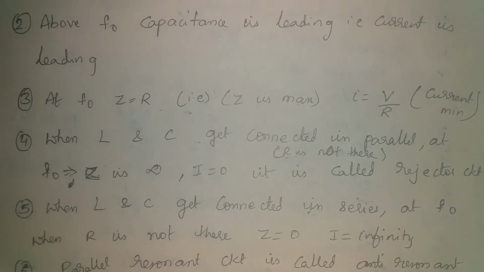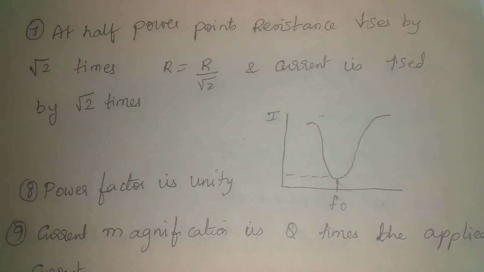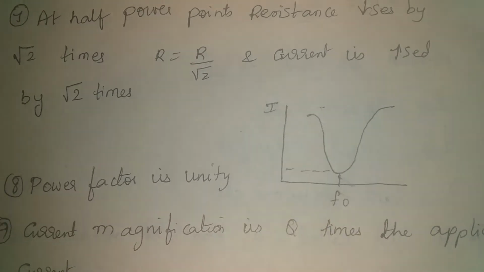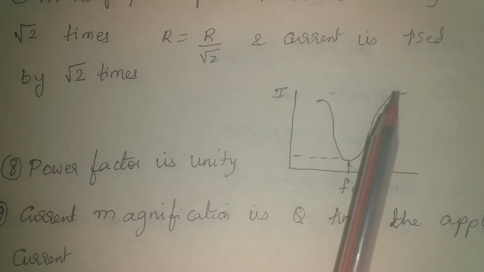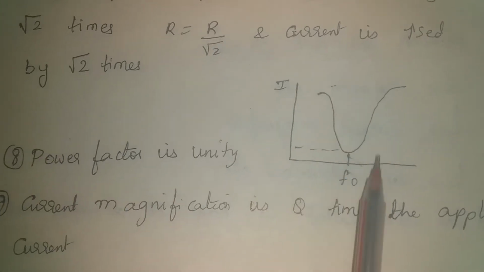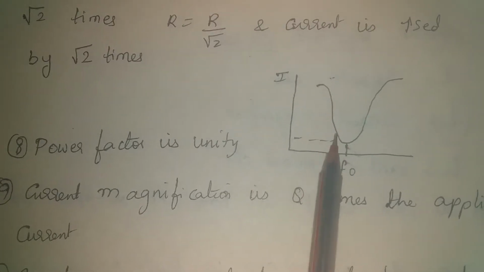Let's have a look at some more properties of parallel resonant circuit. At half power points, resistance decreases by root 2 times. So in series resonant circuit, it was R root 2. Here it is R by root 2. So current is increased by root 2 times. Here it is minimum, and here current increases by root 2 times, I root 2.